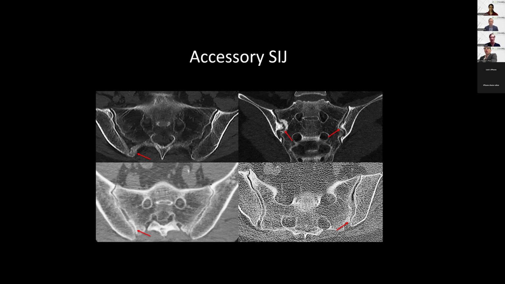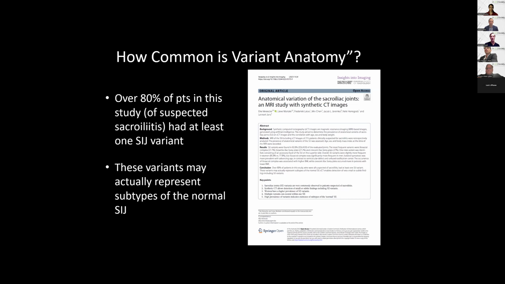It's ubiquitously common. We'll take a look at some more of these accessory SI joints that I again pulled from a core lab assessment of a spinal stenosis spacer. And so these are something that's really common. You see them all the time, and they may block or impede the access to the joint.